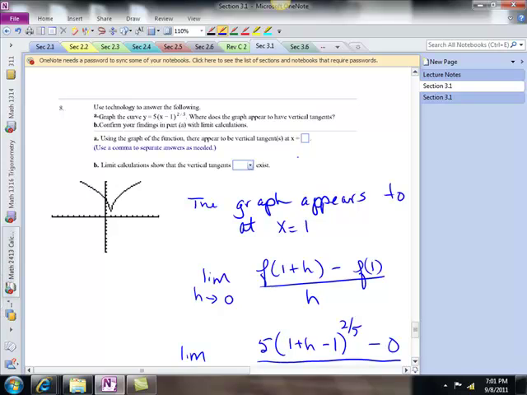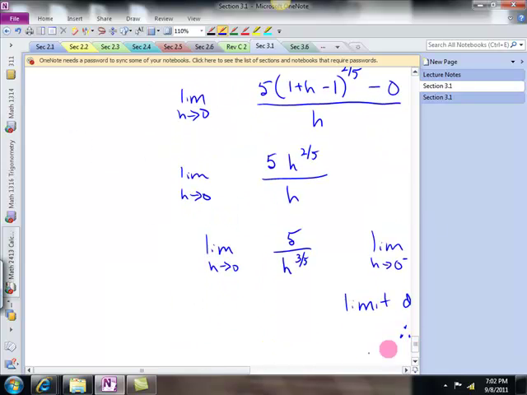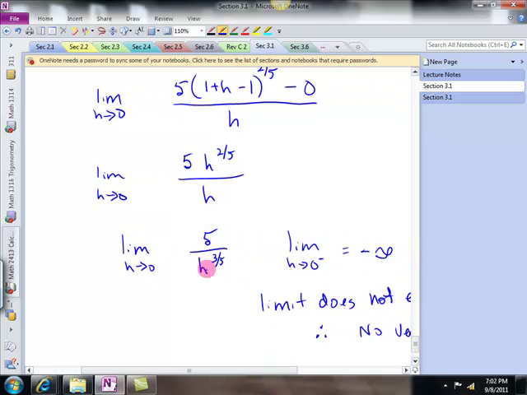Yes, sir. How does h drop down? How does this do that? Okay, when you have h to the 2/5 over h, what do we do when we have exponents? This is like 5/5 because it's h to the first power. So that's h to the negative 3/5. Yes, and I didn't write that on the other one. So you end up with 5 over h to the 3/5, which is going to be 5 over 0. And that's why we're going to infinity.